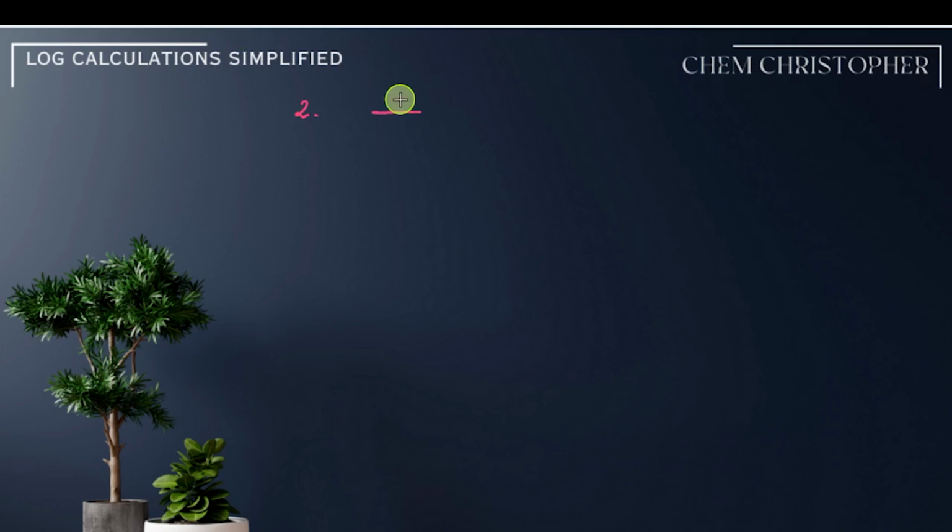You want to divide A by B. What rule am I going to employ? You have A divided by B here. You have to take the log value of A. This division becomes minus log B.